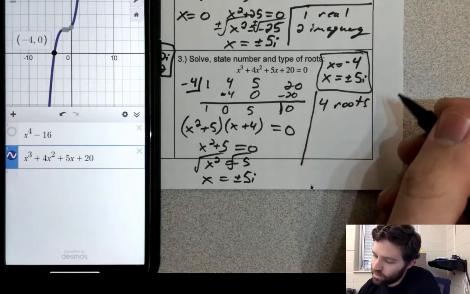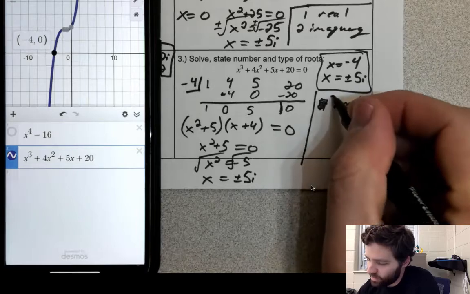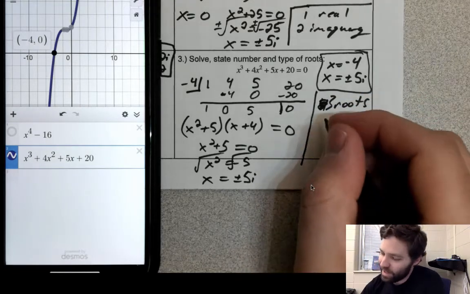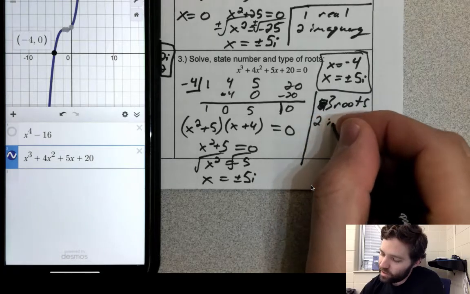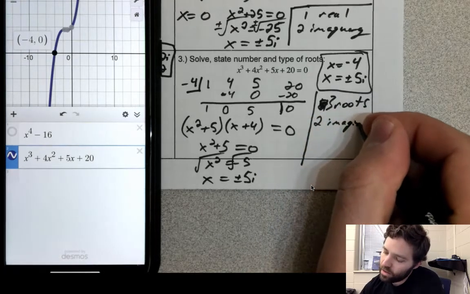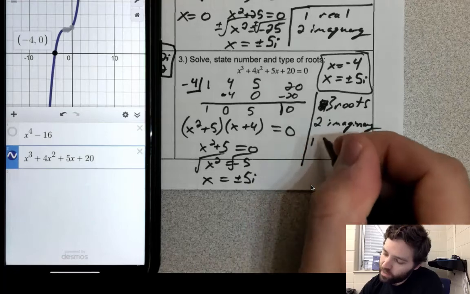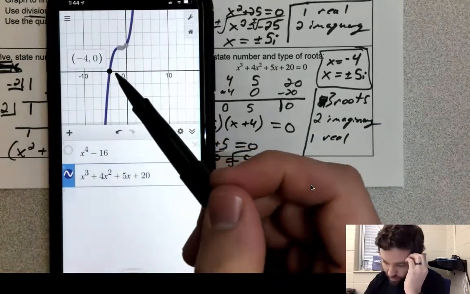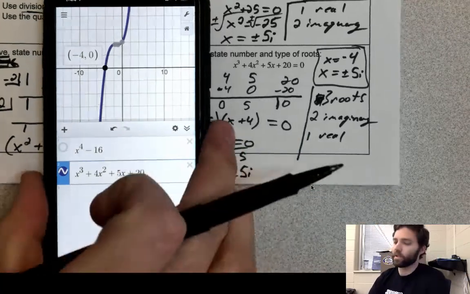Sorry, 3. Jeez, oh, Pete. Sorry. Count, Cresswell. 3 roots, 3 solutions. And 2 are imaginary, and 1 is real. Okay, you can see that from the graph as well. 1 real shows up. That means the other 2 must be imaginary.